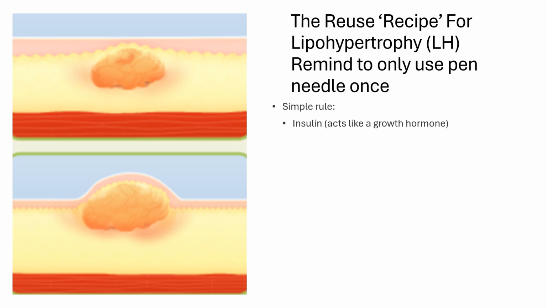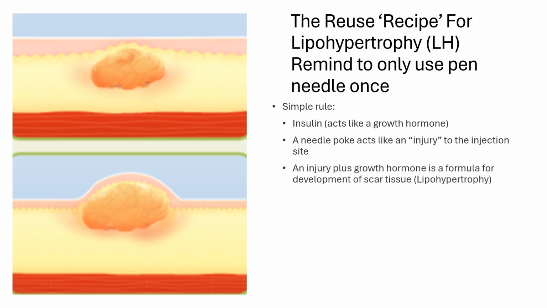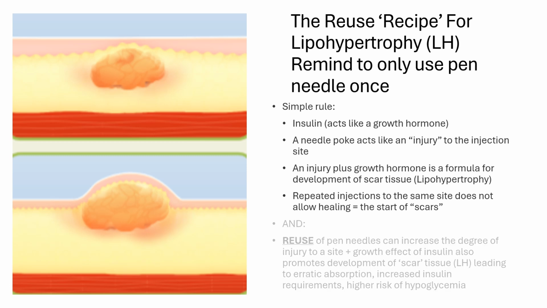So the recipe for lipohypertrophy is the reminder to use a pen needle only once. At home, they have the option to reuse their needle. Remember, I told you that insulin acts like a growth hormone, and when you keep sharing that same spot over and over again, it's an injury, and bathing the site with insulin, the adipocytes grow those hard fat globules in there, and it almost is similar to scar tissue. And so it doesn't allow for any healing when we go into the same place all the time.